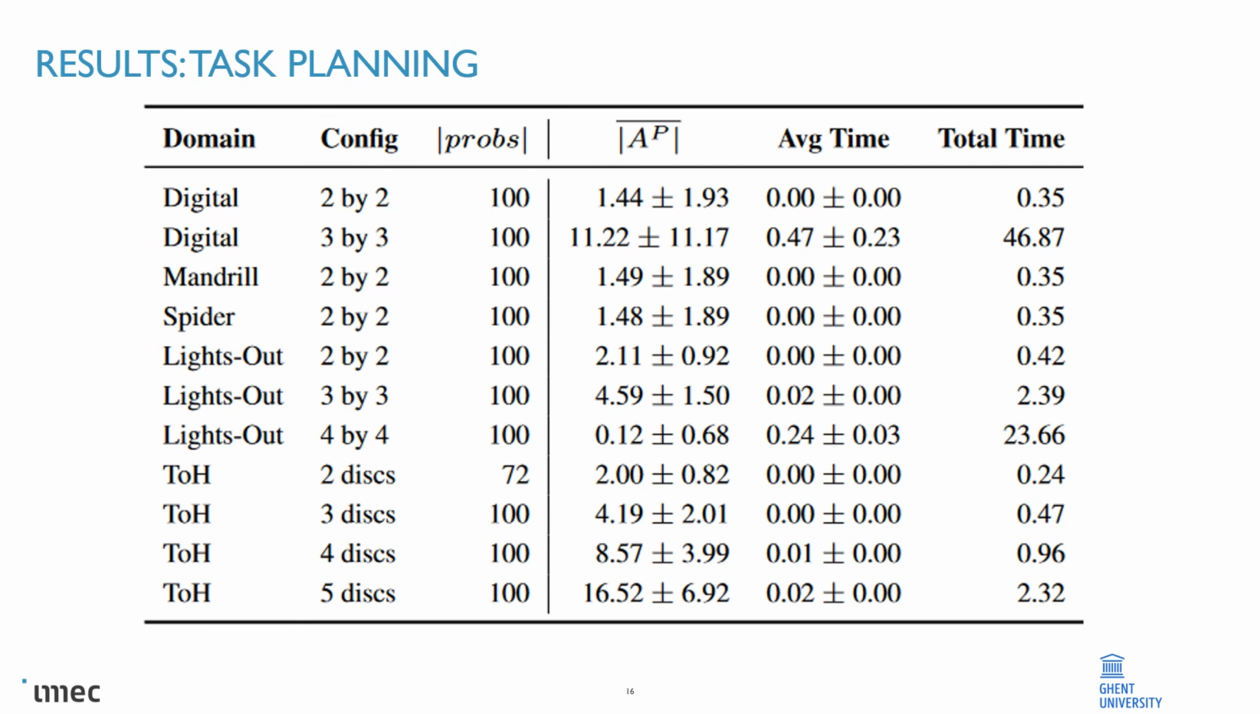As well as performing experiments with the Towers of Hanoi domain, we also performed experiments with some puzzle domains containing digital numbers, a mandrill and a spider. We also looked at the Lights Out domain. For our experiments, initial and goal states were generated from 2 images and passed to the Fast Downward task planner. The planned actions were then transformed back into images.